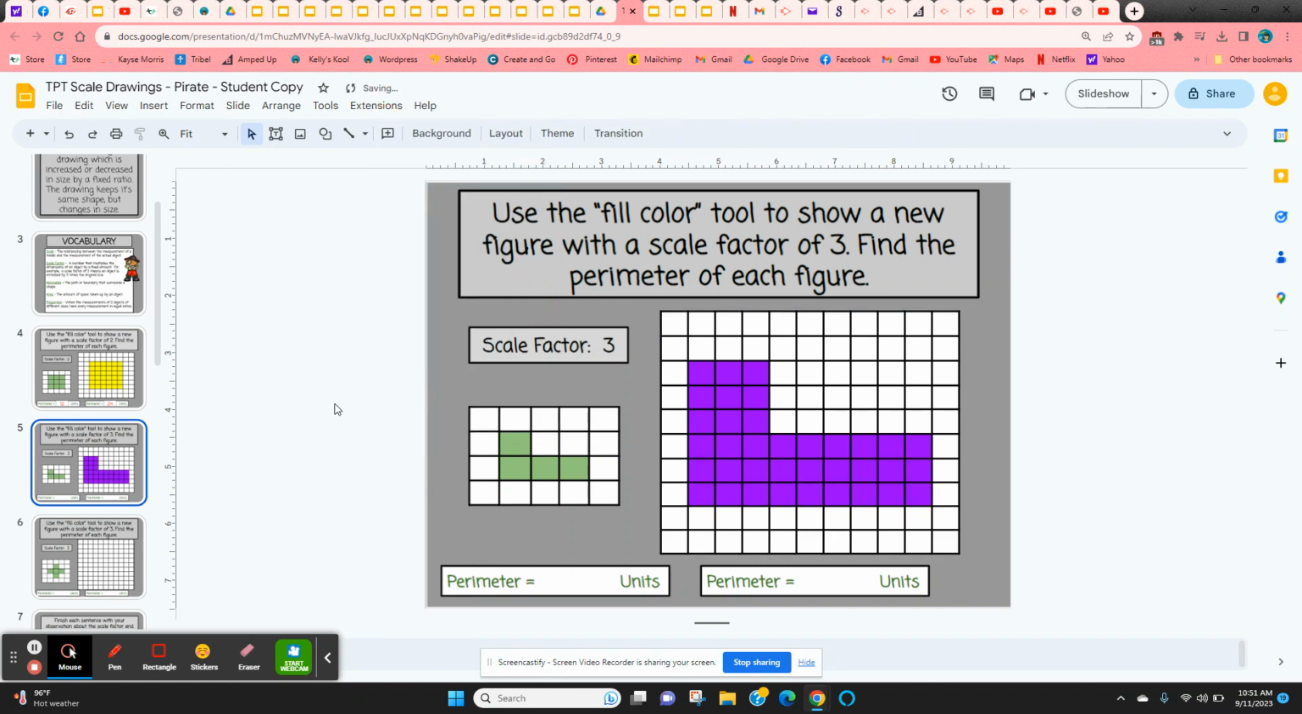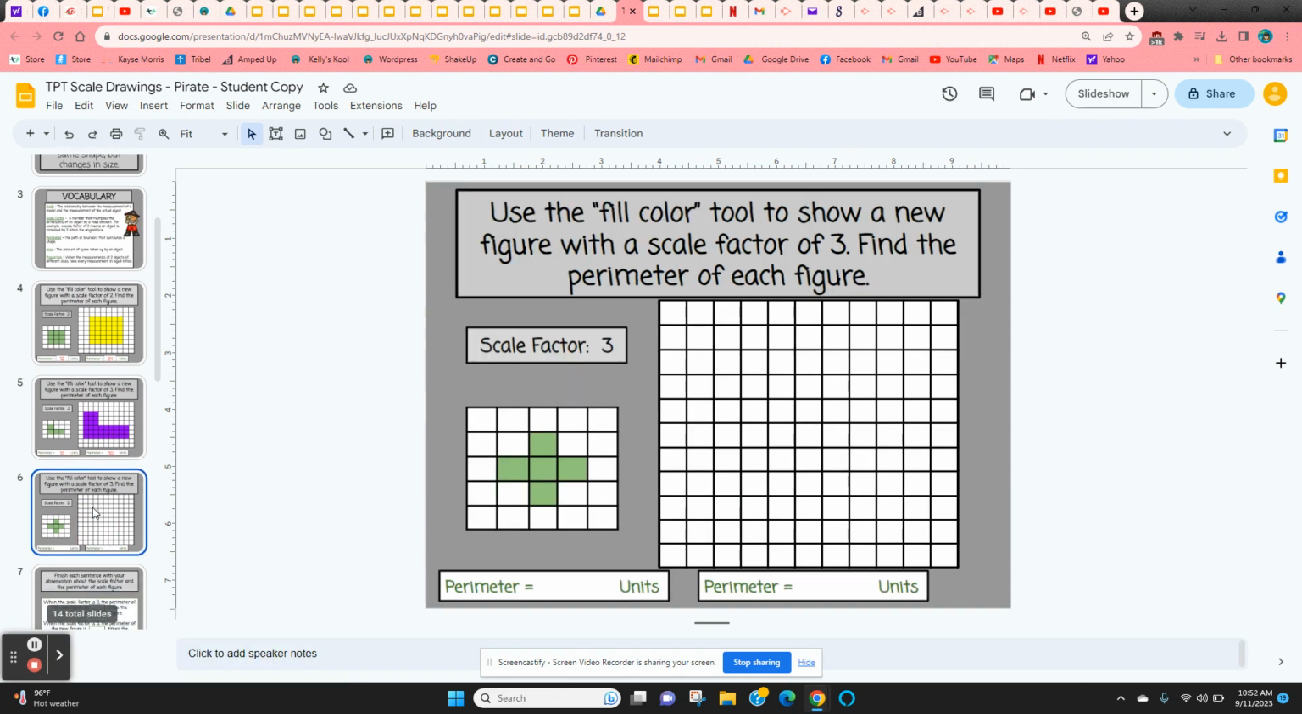And then they have a scaled up version of that same diagram here. And now we're going to look at the perimeter again. So the perimeter in this one, if we count around the outside, 3, 4, 5, 6, 7, 8, 9, 10. They get 10 units. And of the larger figure, if you count around the outside, they're going to have 30 units. So the smaller perimeter, you're just going to multiply by the scale factor of 3 to get the larger perimeter.